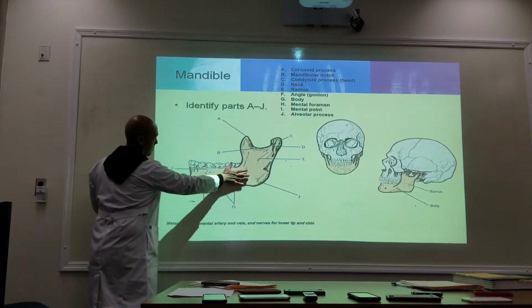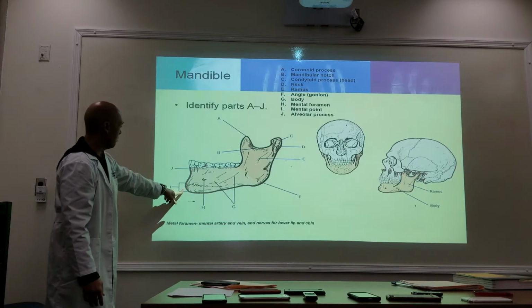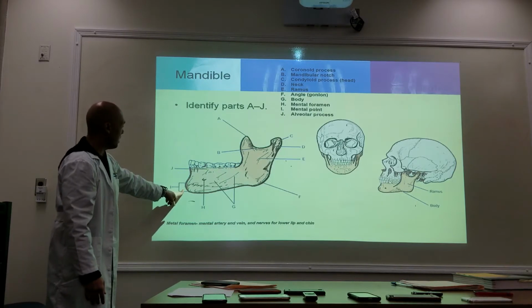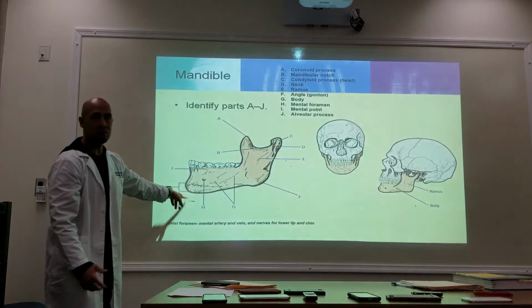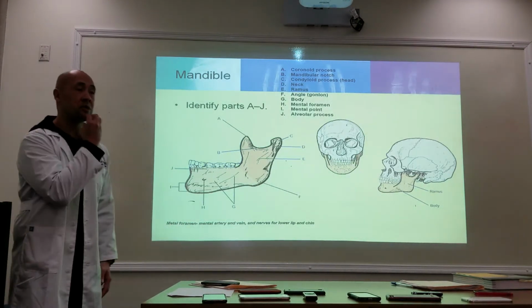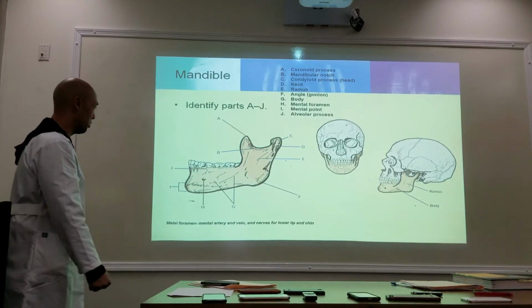Then we have the body. Your chin, or the mental point. Depending on which angle you're looking at, this is the mental point, or it could also be known as the mental protuberance. It's where your chin sticks out, the mental protuberance.